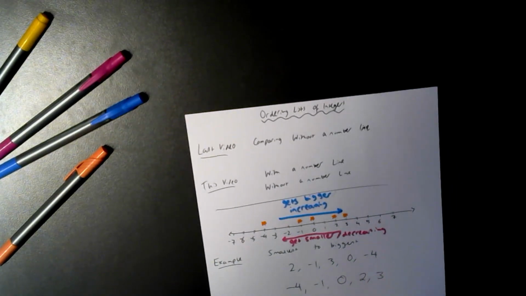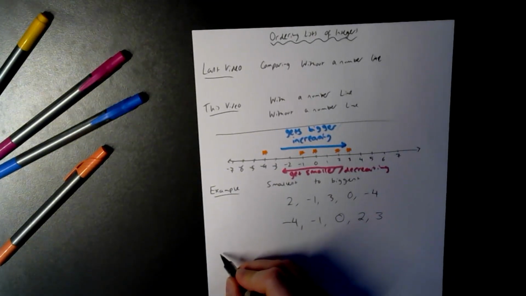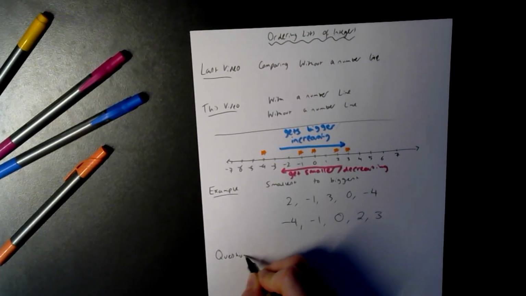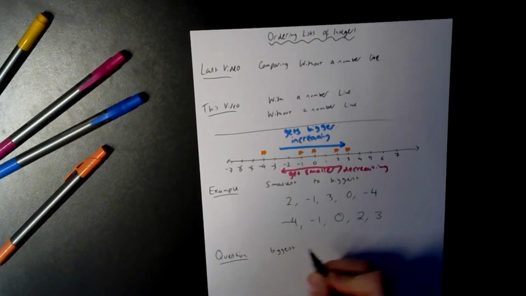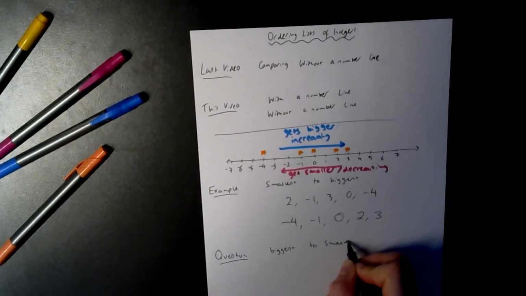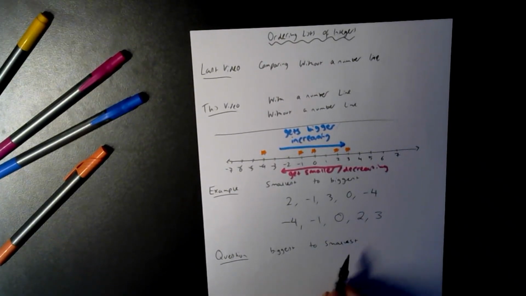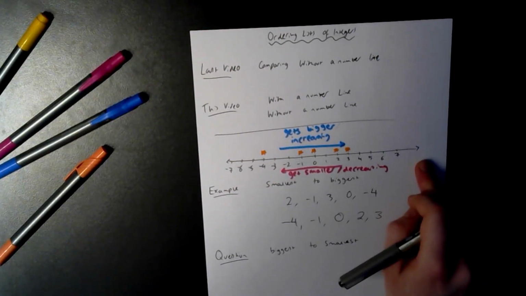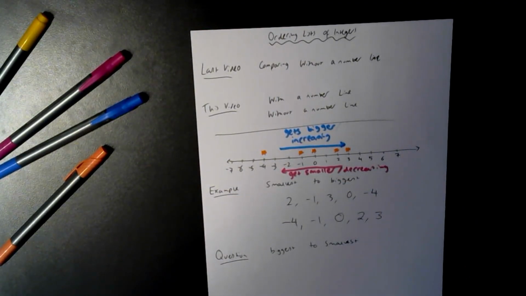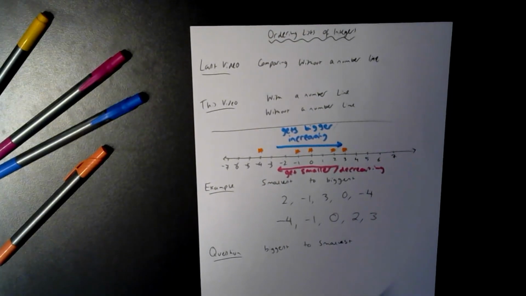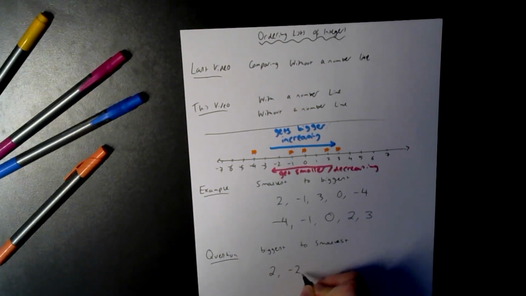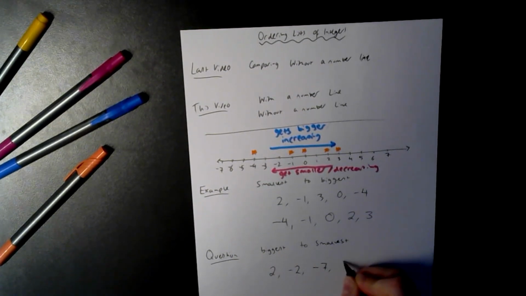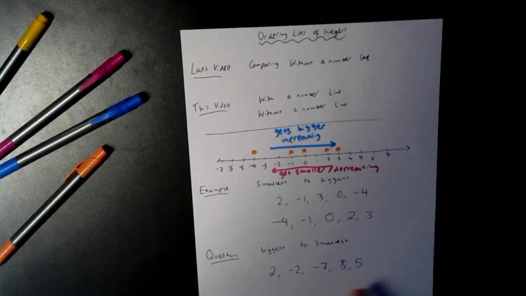Okay, so I'll give you a go at trying this out. And let's have a go at biggest to smallest this time. So this time, because we're going biggest to smallest, we're going to want to go from the right over to the left. Try and arrange the numbers 2, -2, -7, 8, and 5 from biggest to smallest. If you pause the video now, take some time and have a go.